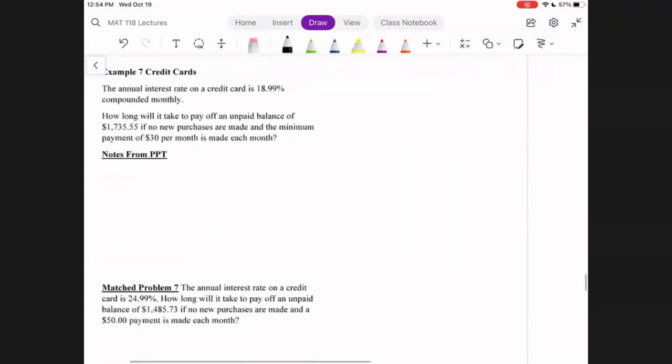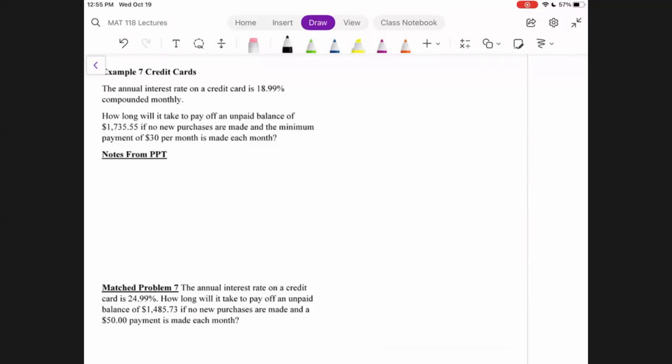Okay, so credit cards. The annual interest rate on a credit card is 19% compounded monthly. How long will it take you to pay off an unpaid balance if no new purchases are made and the minimum payment of $30 per month is made each month? Hypothetically, you might have family members who have done this. My mom, for instance, would take out credit cards and make the minimum payment, and it would take a very, very long time to pay it off. So let's see how long it would take.